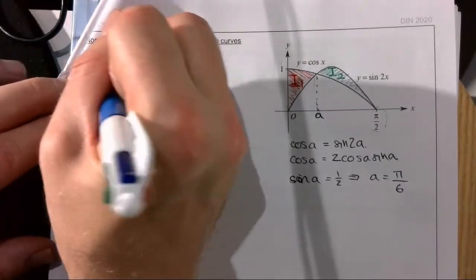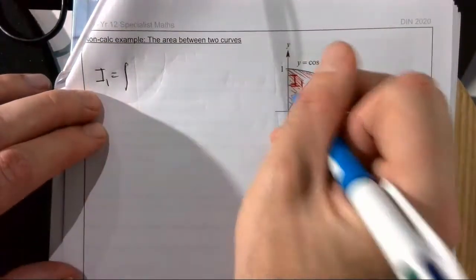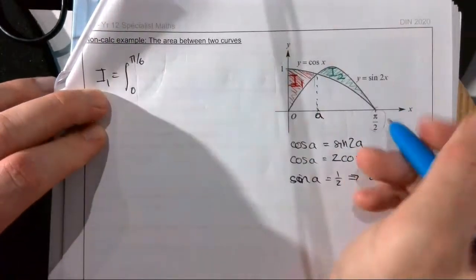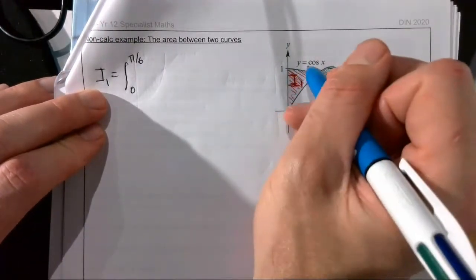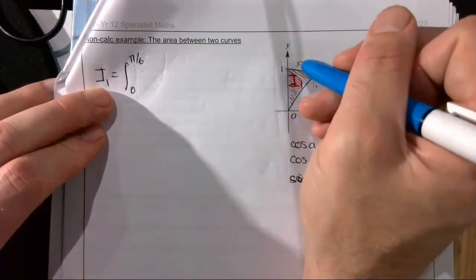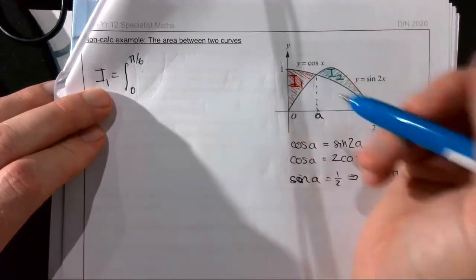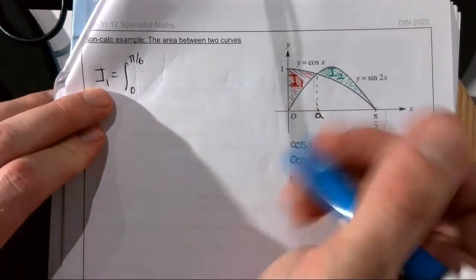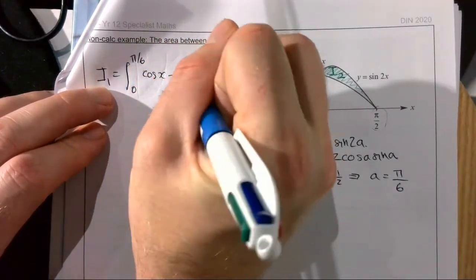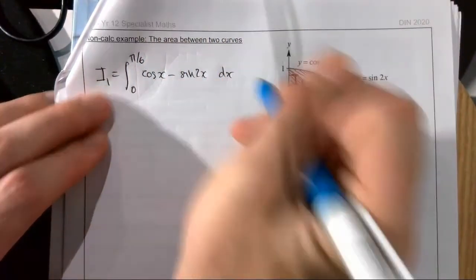So if I'm looking at the first shaded region, the red one, I1, I'm going from 0 to pi over 6. And for this one, I have cos x take away sin 2x, because it's the upper take away the lower, the top take away the bottom. So cos x minus sin 2x dx.